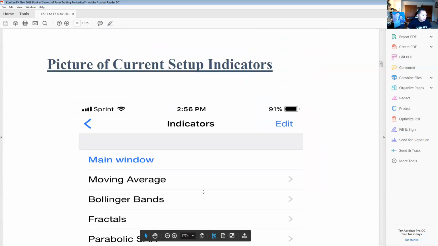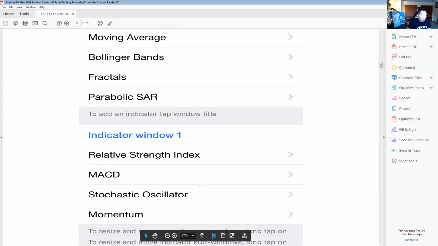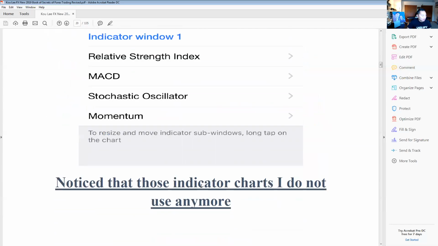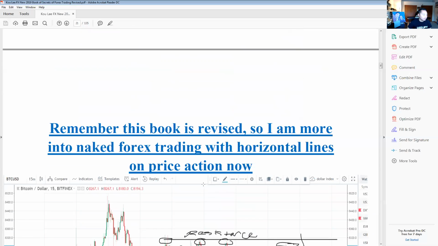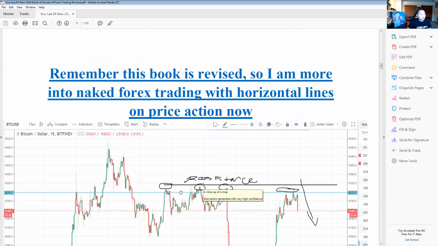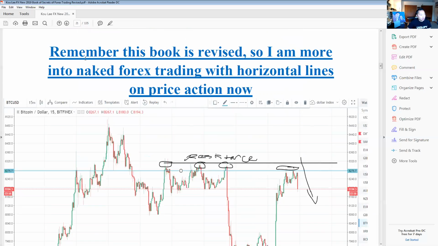And we're only on page 20. So these are the indicators that I was using last year. Okay, and then I started decreasing and taking them out individually. So yeah, you can see right here, I had this all typed out.